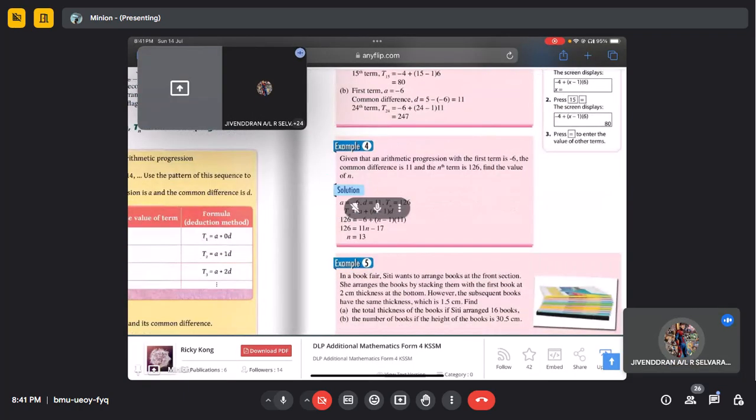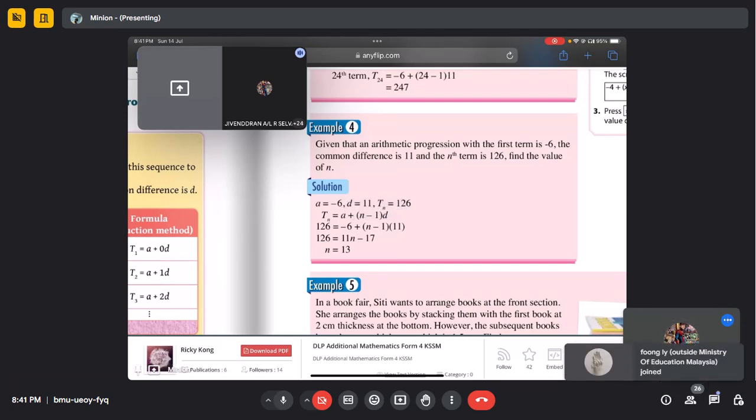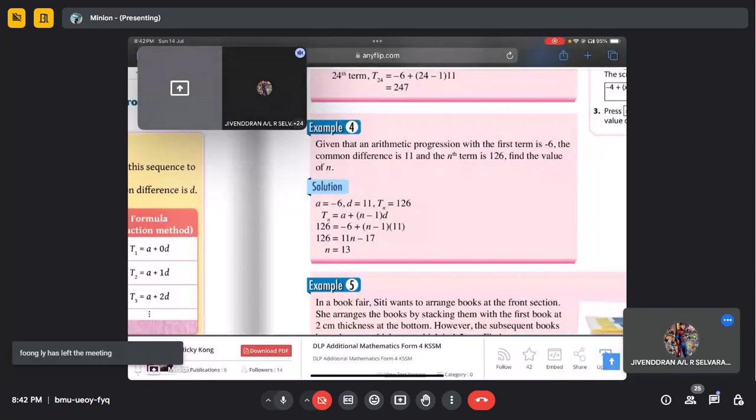Given an arithmetic progression with the first term -6, so that gives you the information where a equals -6. The common difference is 11. That means d equals 11. And the nth term is 126. Find the value of n. That means they told us the nth term is 126, so Tn equals 126. They are asking us to find which term that is.